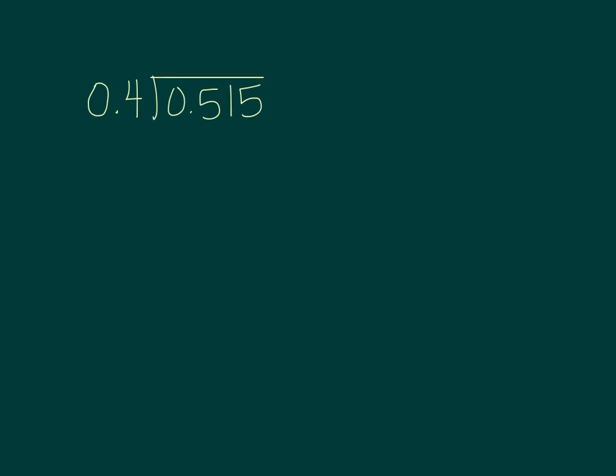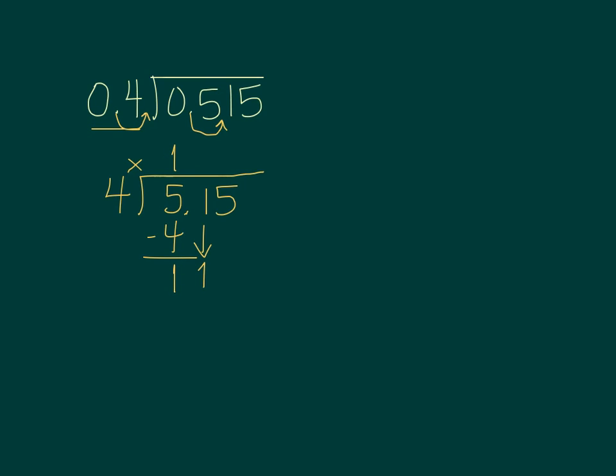Okay, we're going to solve one last problem together, and this has 4/10 in the divisor. So because that's true, I'm going to have to make that a whole number by moving it one place, and whatever happens on the outside must go on the inside as well. So rewrite this problem, and that's going to be 4 into 5 and 15 hundredths. Okay, so let's look. 4 times what gives me close to 5? 4 times 1 is 4. 5 minus 4 is 1. Bring down the 1. 4 times what is 11?